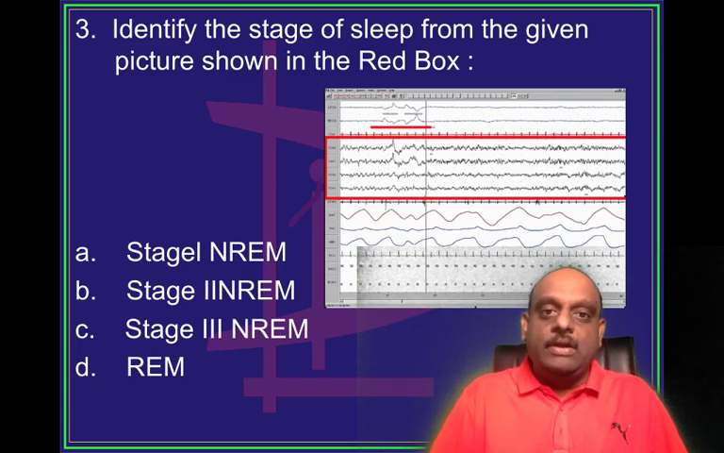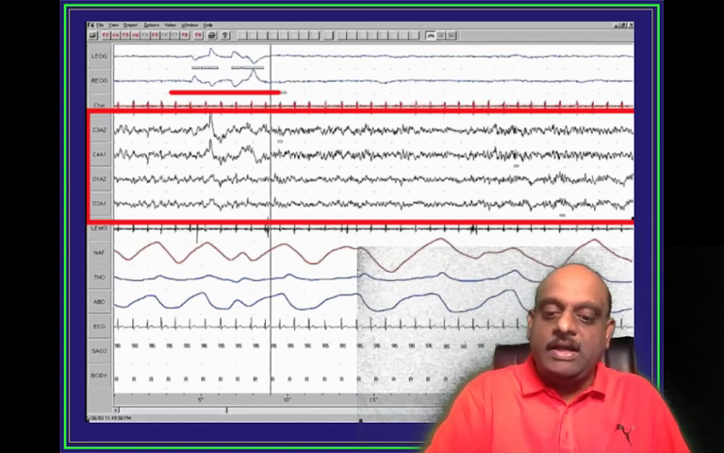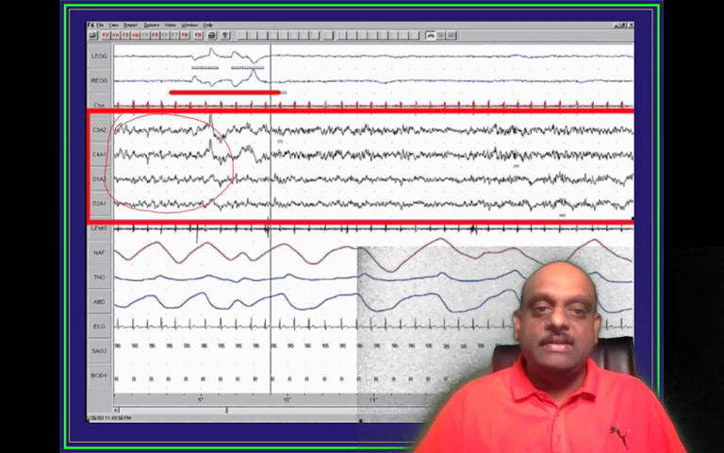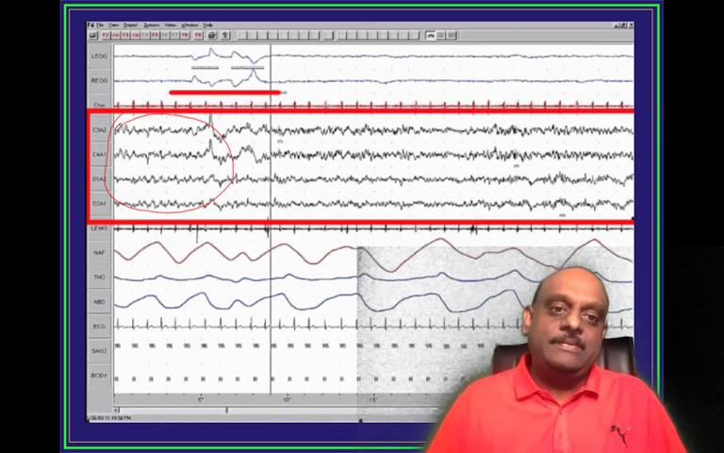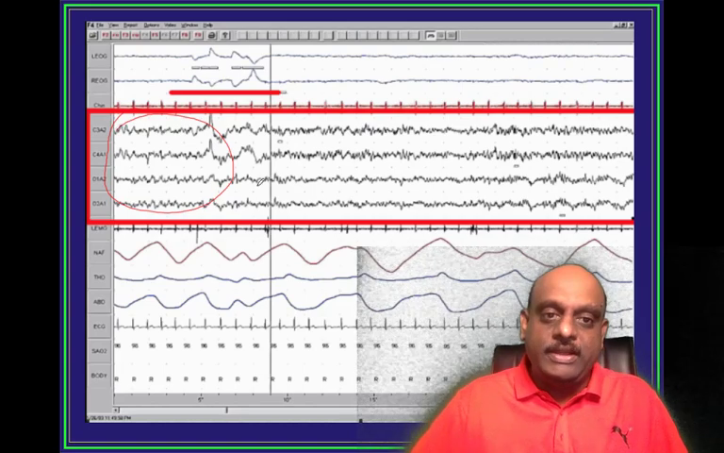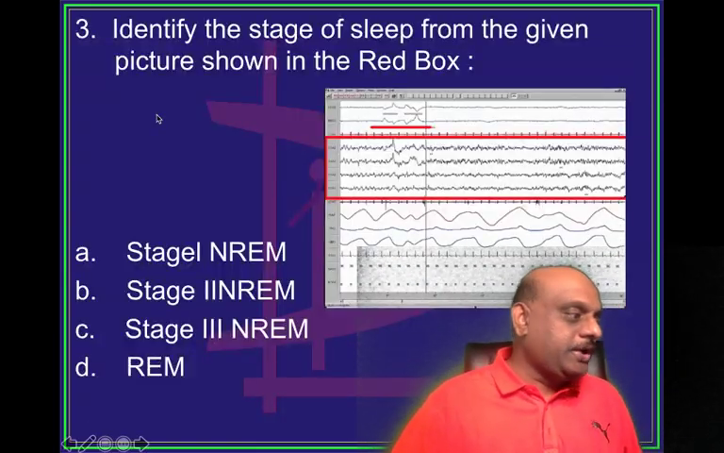Now, in the red box, this is the EEG. In the red box, what are these waves that you are seeing in a normal person? When do you see this kind of waves which are being shown in this red box is the question to all of you. Punch your answer, doctor.